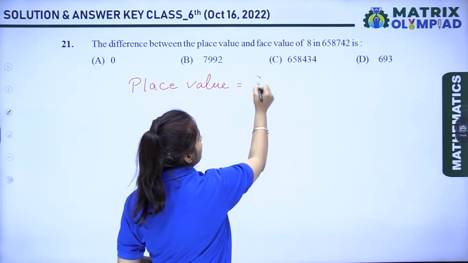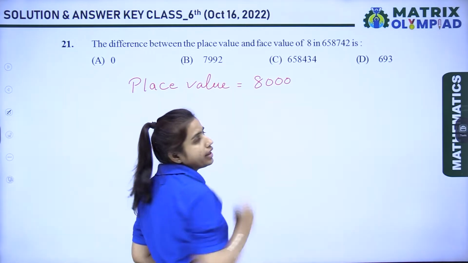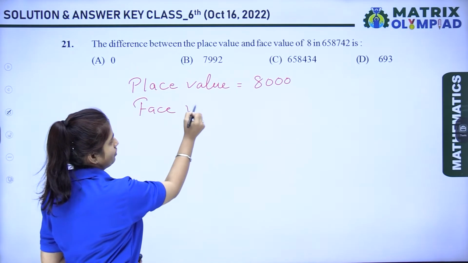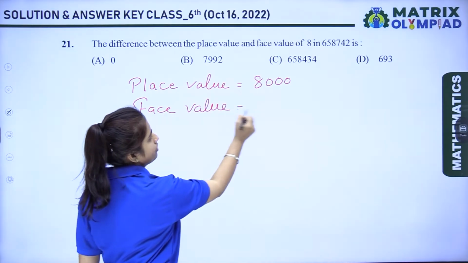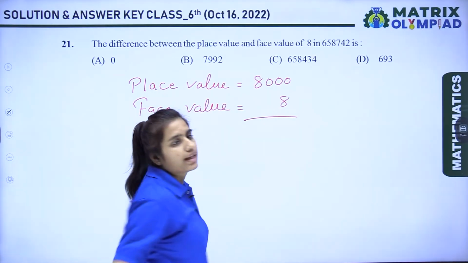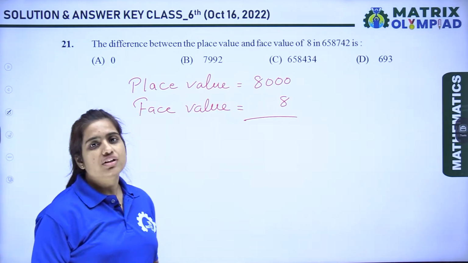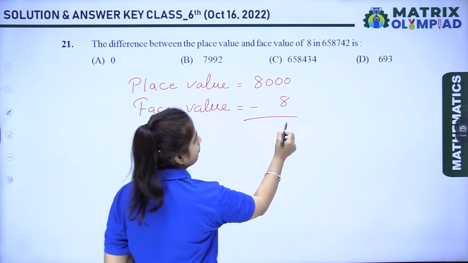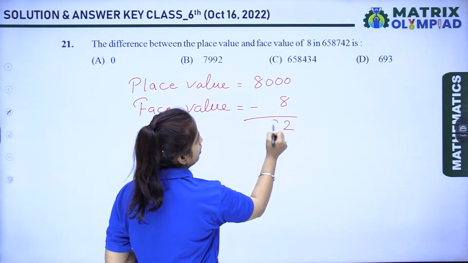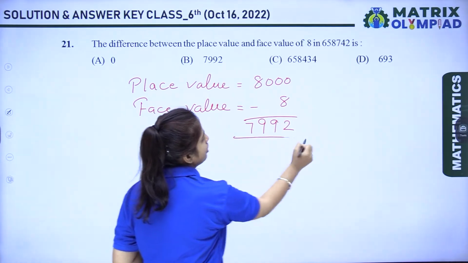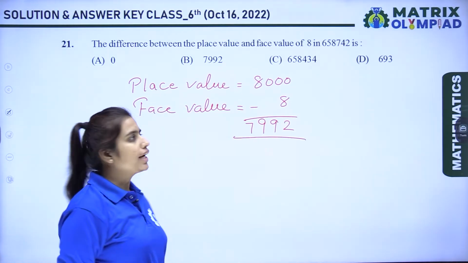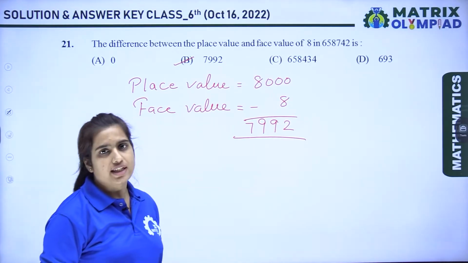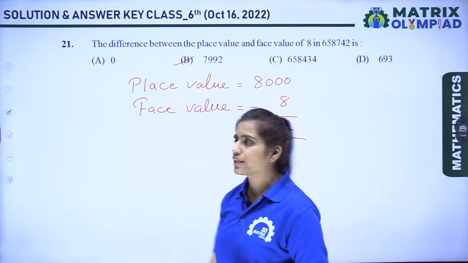Place value of 8 is here 8,000. Face value is 8. Now we have to find out the difference between these two terms. Now after subtracting we get 9. So the answer is 7,992. So according to the options, we can say that option B is the correct answer. Now let's move on to the next question.